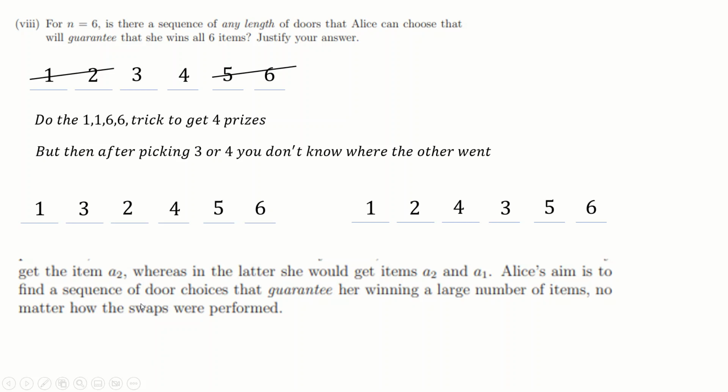It wants a string of doors before you even start. So no matter how the swaps are performed, so not being able to see and adjust as you go along, it wants a sequence that guarantees it anyway. So even if you were going to be smart about this, I was thinking about like picking door number 2 and then remembering which door had swapped into there so that you could remember and track the items as they went along. But I don't think that's what this question is allowing you to do. I think it just wants a string of doors that beforehand you can just know you're going to pick and just completely ignore what prizes you're getting and just win anyway.